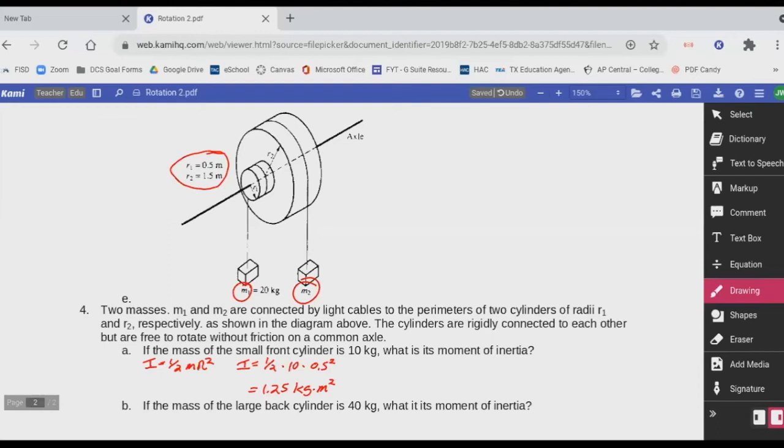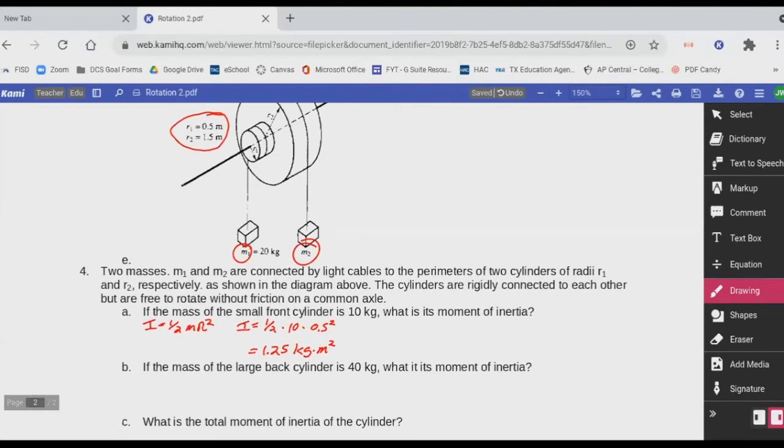Just plugging in the information directly from the picture, from the description. We want to know what is the moment of inertia, which is the rotational inertia, same thing, for the front cylinder. Now we have to do the same thing for the back cylinder. I do have to scroll a little bit. We'll start losing the picture here in a minute, but we still know that I equals 1/2 mr squared.